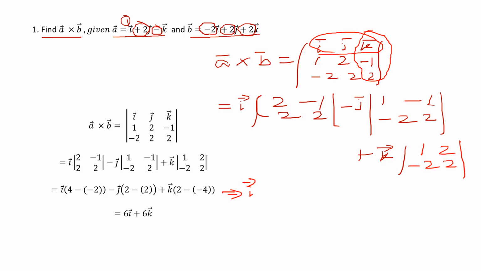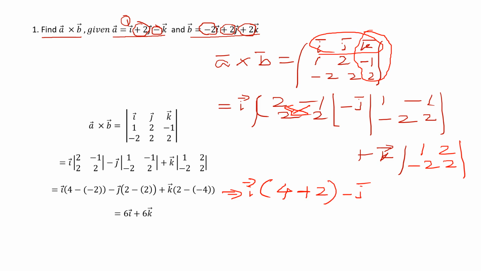So I have i vector. First you need to multiply these two values. So 2 times 2 will give you 4. Then write a minus sign and multiply these two values. So minus 1 times 2 is minus 2, we have already a minus, so this will become plus 2.